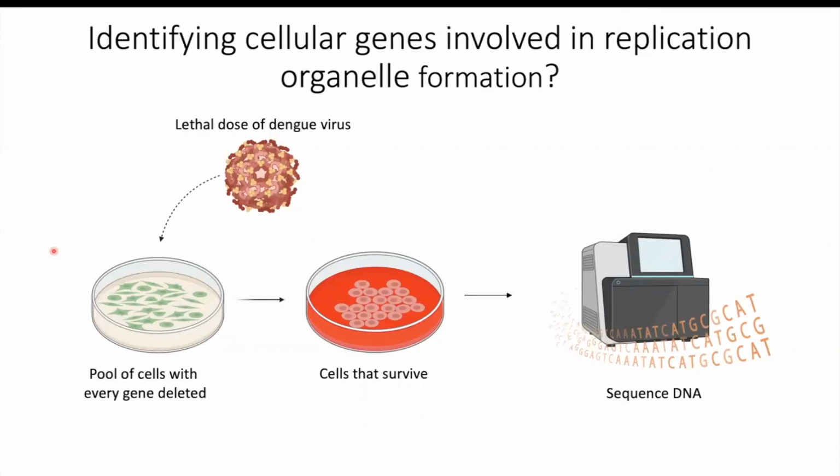So how do we figure out what cellular genes are involved in replication organelle formation? Well, we start with a plate of cells in which every single gene in the human genome has been knocked out with a technique called CRISPR. We can give these cells a lethal dose of dengue virus and let them grow for a while, and then most of the cells are going to die. The cells that survive are resistant to dengue virus infection. We can take those cells, sequence their DNA, and find out what genes were knocked out. And that tells us that the gene that was knocked out is important for the virus's replication.